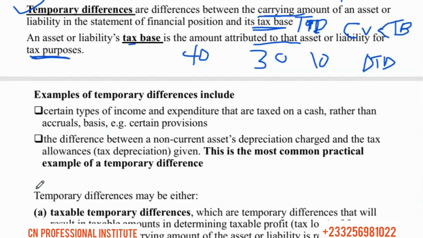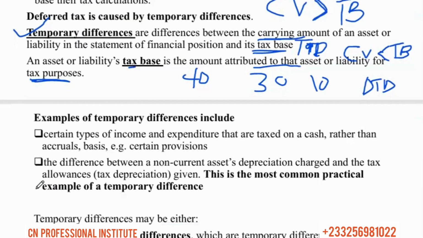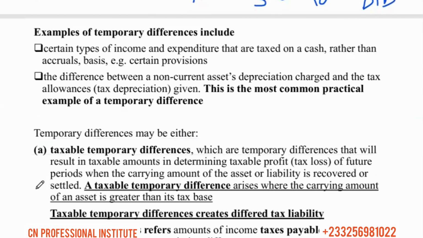Okay. Then we have examples of temporary differences. And we said temporary difference is the difference between the carrying value of an asset and the tax base. Okay. So it says certain types of income and expenditure are taxed on cash basis rather than accrual. And then the difference between a non-current asset's depreciation charge and tax allowance. That's their tax depreciation. Tax depreciation is similar to capital allowance. This is the most common practical example of temporary difference.